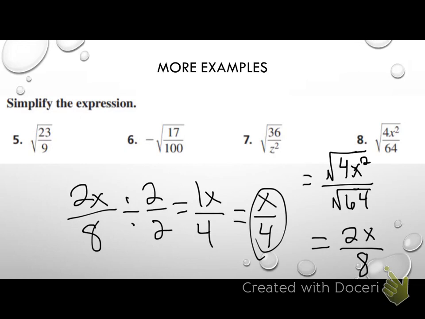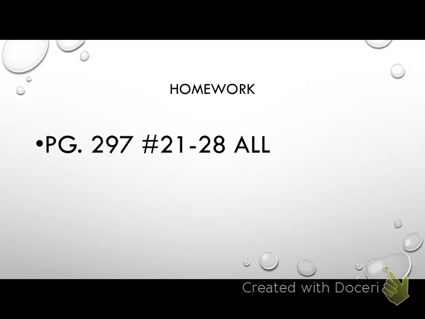Like I said, I'm hoping this is making sense. I feel like the quotient property is a little easier, especially to start off with, than the product property. So you're just splitting the numerator into its own radical, the denominator into its own radical, and then simplifying both square roots. So the homework for this is page 297, numbers 21 through 28 all.